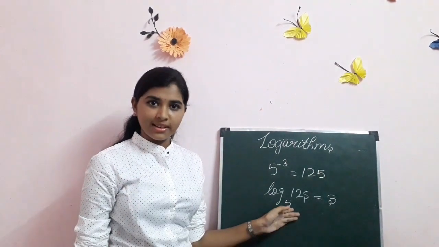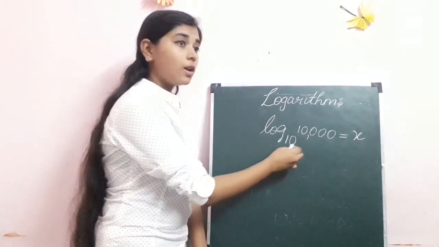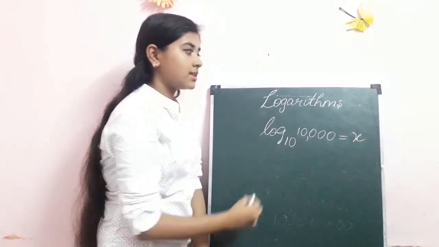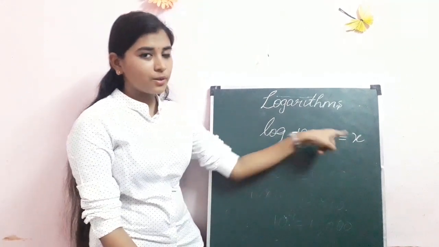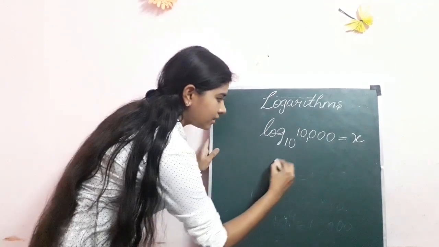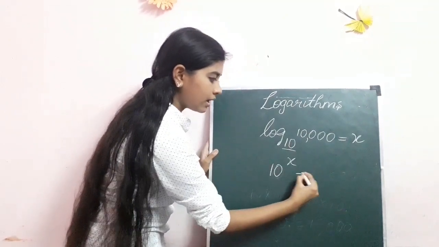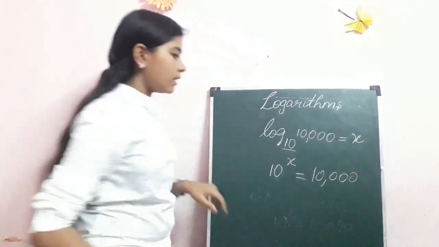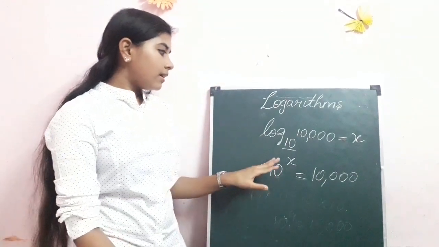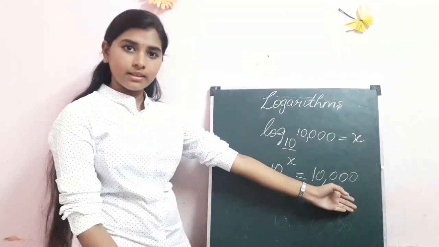Wasn't it so interesting? Guys, let me give you another example. Log of 10,000 to the base 10 gives you x, and we have to find out this x. How will you find this? 10 raised to the power x equals 10,000. So, you have to find out the power of 10 which gives you 10,000.